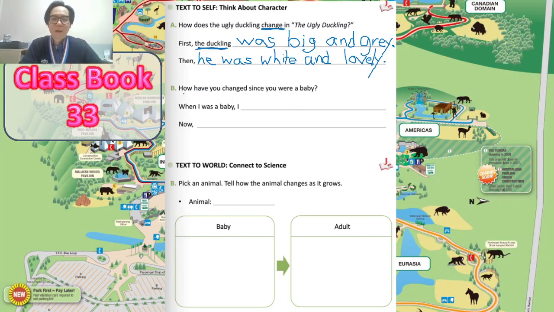B says, how have you changed since you were a baby? Since you were a baby, how have you changed? Well, when I was a baby, I remember I was only this big. Well, I don't remember, but I saw pictures. And, well, did I look the same? I guess in some ways I look the same, but in a lot of ways I don't look the same anymore. How about you? Do you still look the same as when you were a baby? Probably not, right? So, let's think.